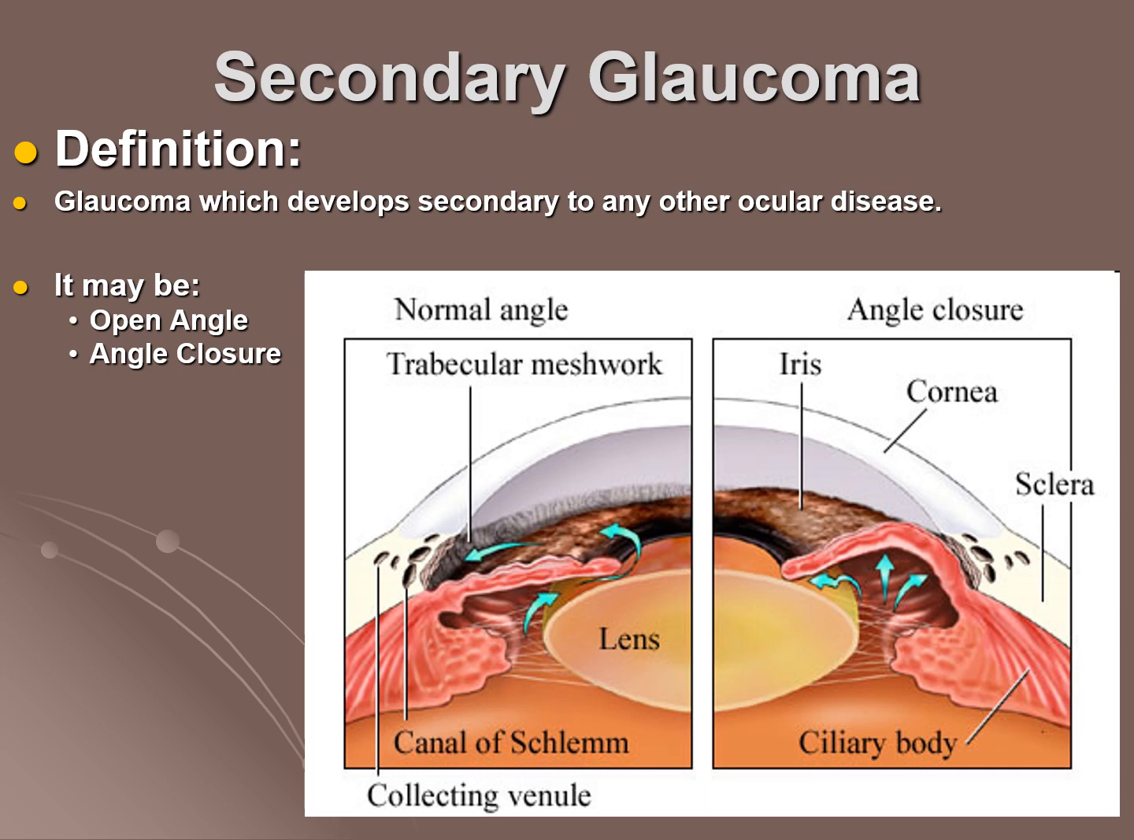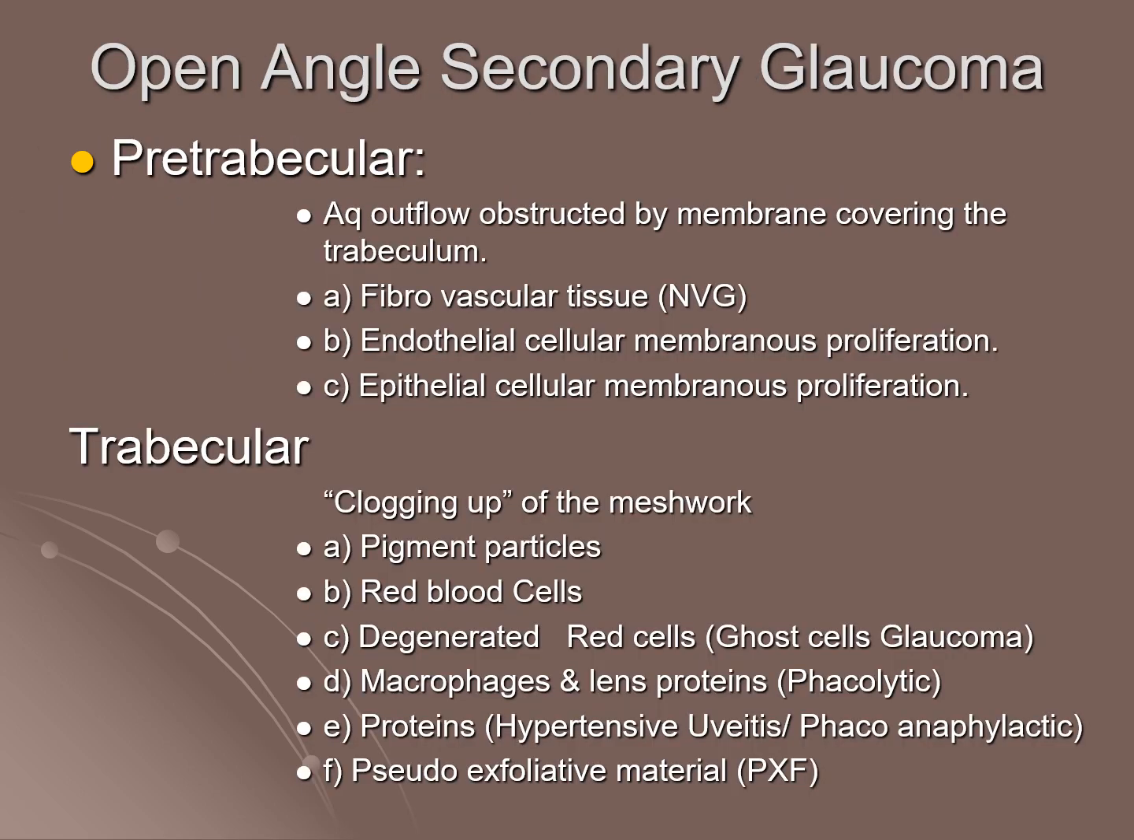So if this angle is open, the open type of secondary glaucomas are of three types. Pre-trabecular, where the angle is open but the aqueous cannot approach the trabeculum, trabecular causes, and post-trabecular causes. So this is the open angle type of secondary glaucomas shown, and in this picture you can see the closed angle type. Open angle secondary glaucomas can be divided into pre-trabecular, trabecular and post-trabecular.